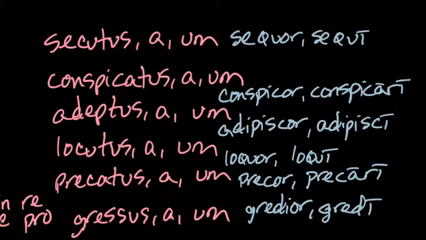So now you know where the perfect active participles come from. They come from these deponent verbs that look different in a regular dictionary than they do in your textbook.